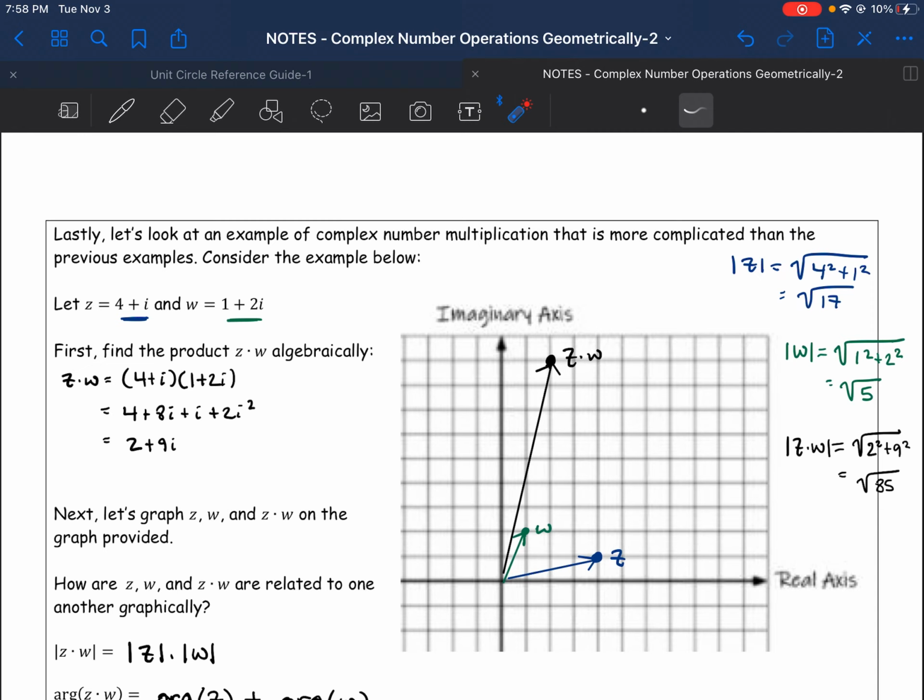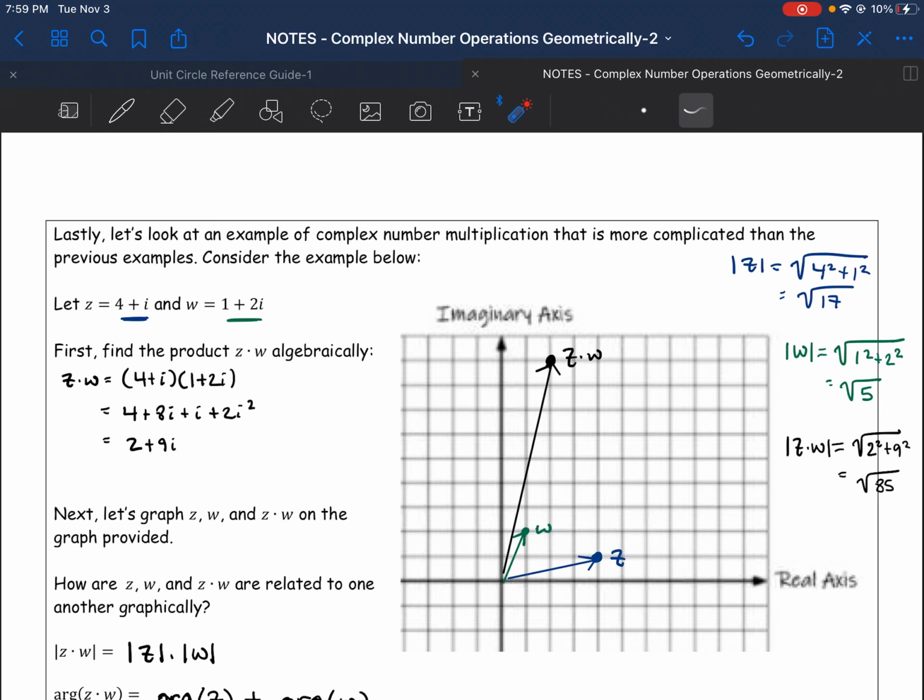So lastly, we talked about multiplying complex numbers by a real number. We talked about multiplying a complex number times i. Now let's just talk about a little more complicated versions of multiplying complex numbers. Let's multiply a complex number times another complex number.